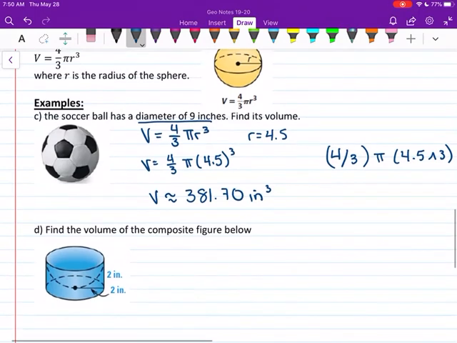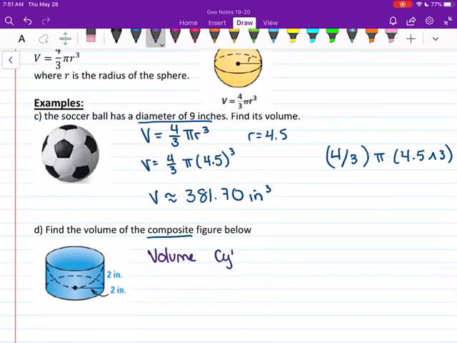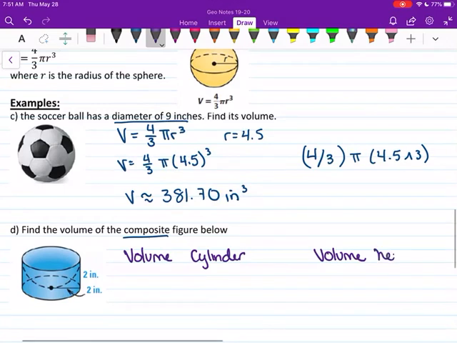Okay. Next, find the volume of the composite figure below. So the word composite just means that we have 2 or more figures that are put together into one figure. Okay, so if I look at this, I have a cylinder on the outside, and then in that cylinder, we've kind of taken out a spherical chunk, a hemisphere. So the cylinder is going to be the outside, so we're going to do volume of cylinder. And then we'll also need to calculate the volume of the hemisphere.